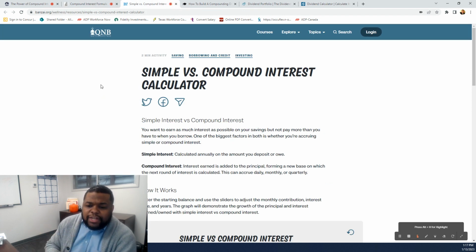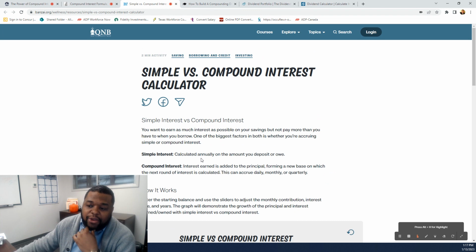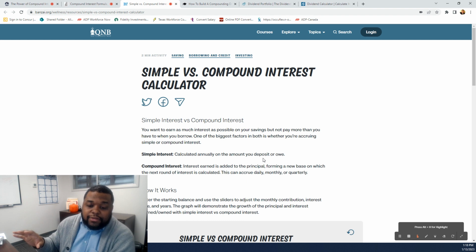The next thing we're going to talk about is the difference between simple interest and compound interest. Simple interest is calculated annually on the amount that you deposit or what you owe. So basically, simple interest in a nutshell is you deposit $10,000 at 5%. At the end of the year, you get 10,000 times that 5%. That's it. And then the next year, that same 10,000 is going to get times that 5%. That's all you're going to get. It's not added to the base.